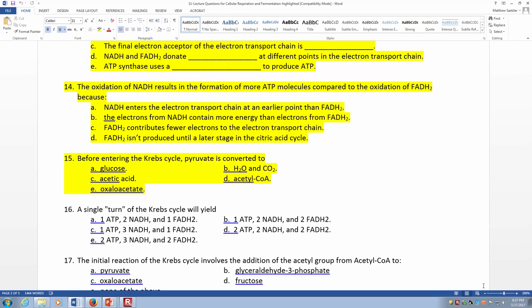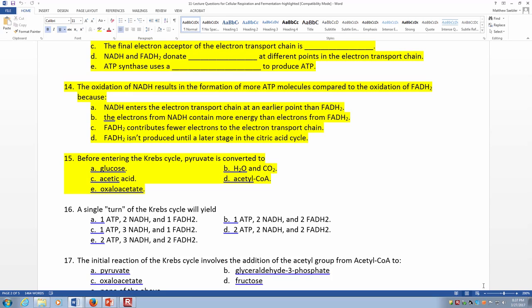It's A. If you remember the electron flow, the electrons coming from NADH pass through 3 hydrogen ion pumps, which means you're going to get 3 different pumps pumping hydrogen ions, whereas the electrons from FADH2 only pass through 2 of them. So you get the pumping of more hydrogen ions from the electrons coming from NADH than you do from FADH2.